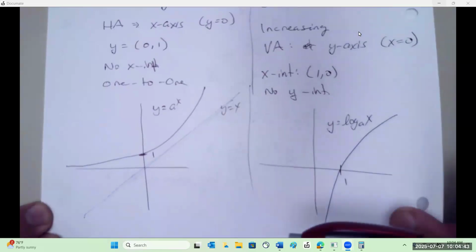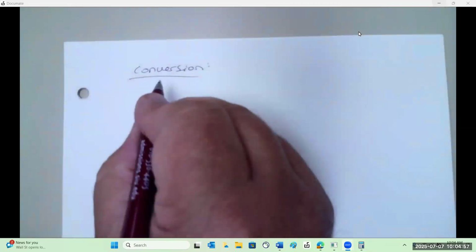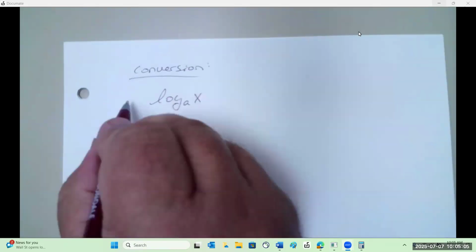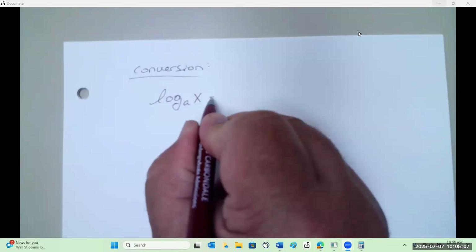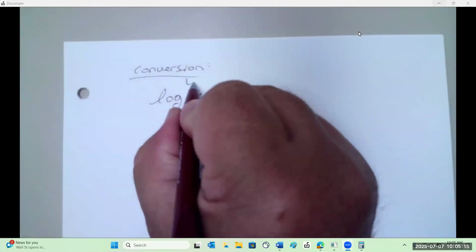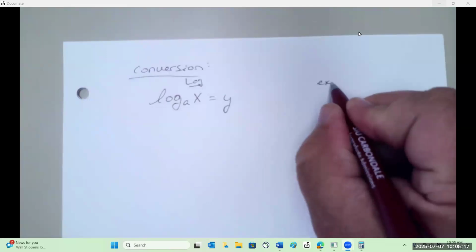All right, let's figure out how this works. The conversion. Say log base a of x is equal to y. That's what we have first. This is from logarithm to exponential.